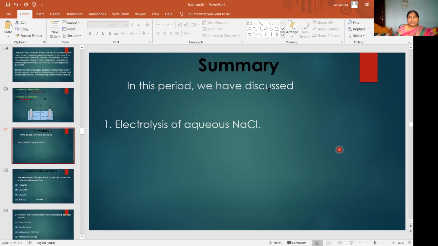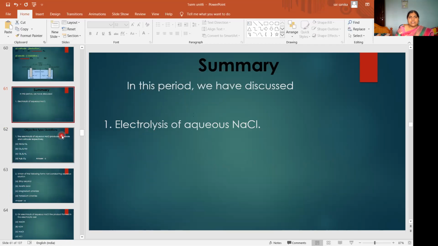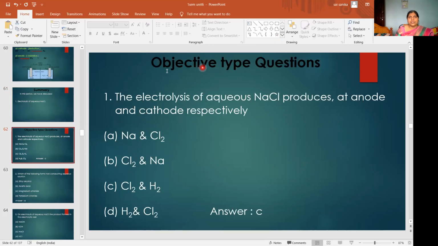So, summary. What we have discussed in this period is electrolysis of aqueous NaCl. Then we will see the objective type questions. What type of objective questions can you expect from this topic in your entrance exam? Very simple questions. First one: the electrolysis of aqueous NaCl produces at anode and cathode respectively. Options: sodium and chlorine, chlorine and sodium, chlorine and H2, H2 and chlorine.